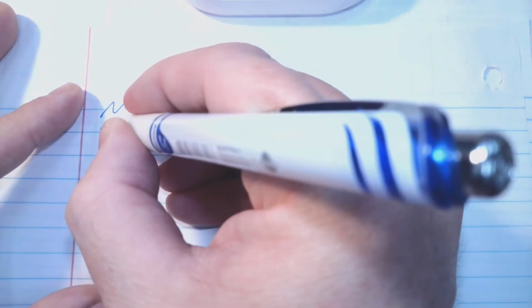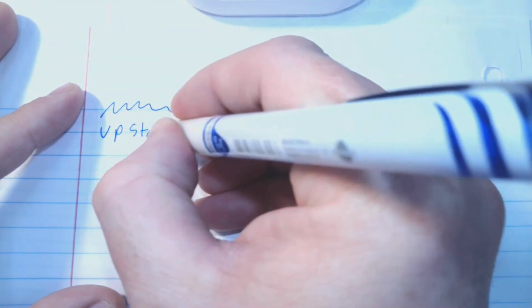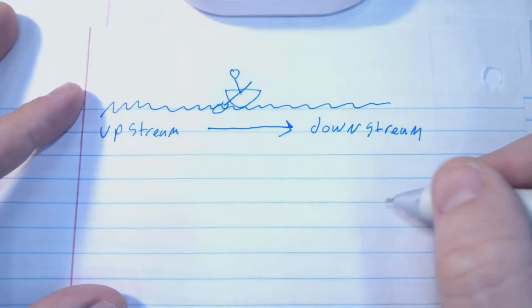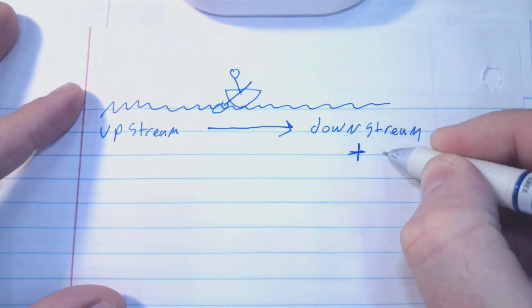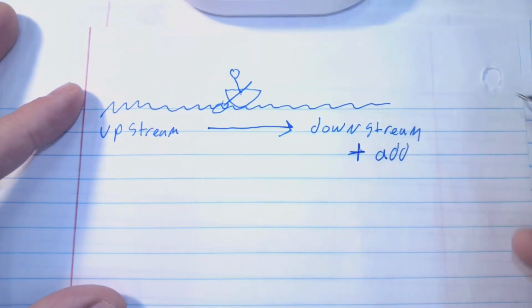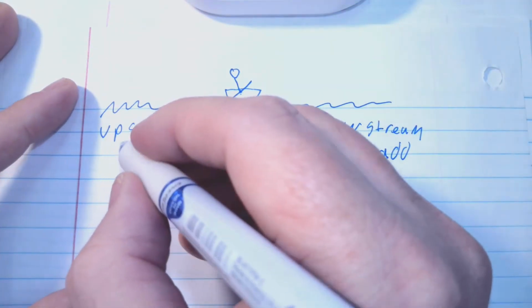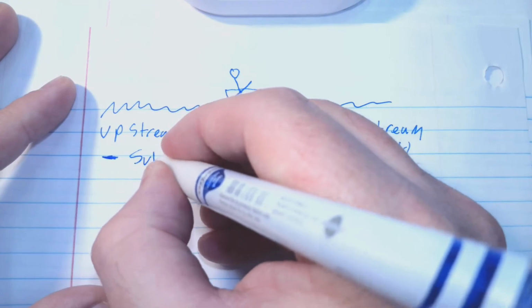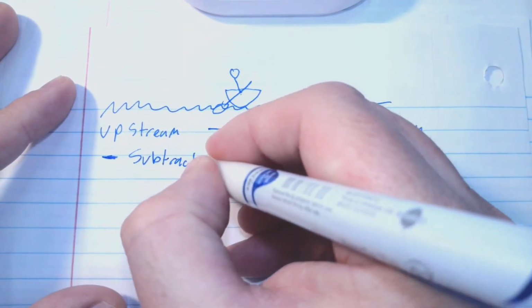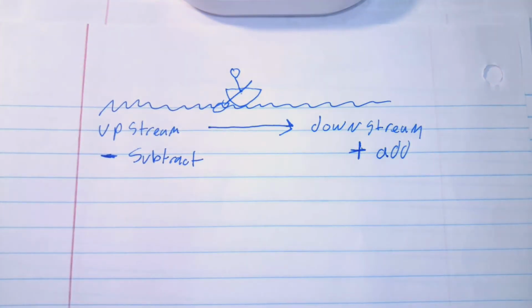This would be upstream. If you're going downstream, you are going to add. If you're going upstream, you're going to subtract. Make sure you have a note of that. You can paddle faster with the water, and paddle against the water.